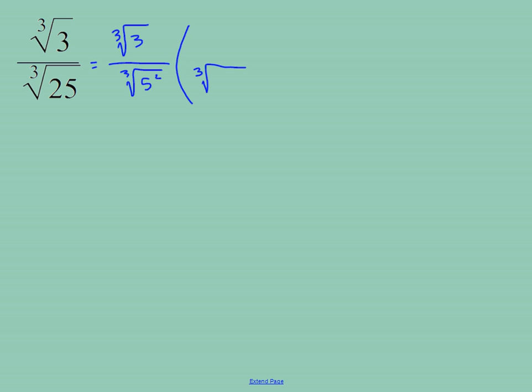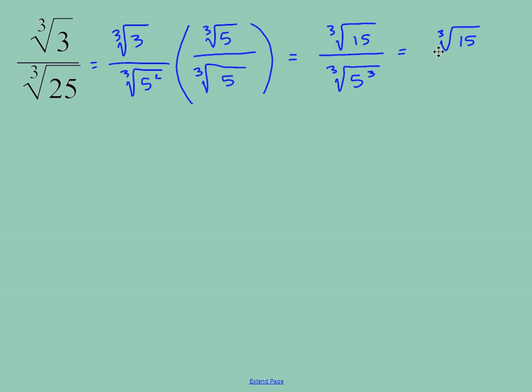It has to be the third root. I already have 2 of them. I only need 1 more, so it's 5 to the first over the third root of 5 to the first. So now, when I multiply, these are both third roots, so I can multiply them together. 3 times 5 is 15. In the denominator, I have the third root of 5 to the third when I multiplied 5 squared times 5. So the numerator is third root of 15.